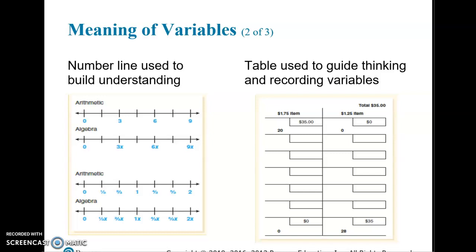You are buying a $1.75 pencil and a $1.25 eraser from the school store and want to spend all of $35. What equation represents the situation? Once students have the equation, in this case it would be $1.75x, because we're not sure how many pencils we can buy, and $1.25y, because we don't know how many erasers to buy, equals $35. Ask the students to tie each number and variable back to the context, because we're going to try to spend all $35.